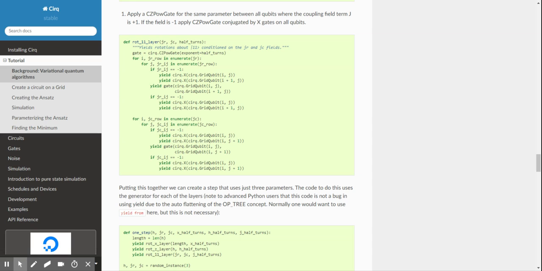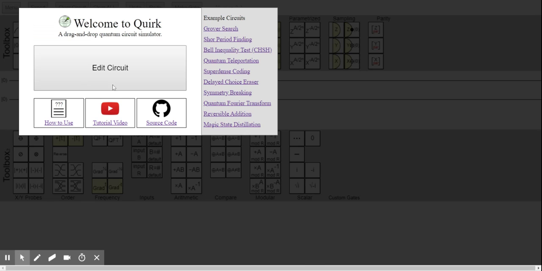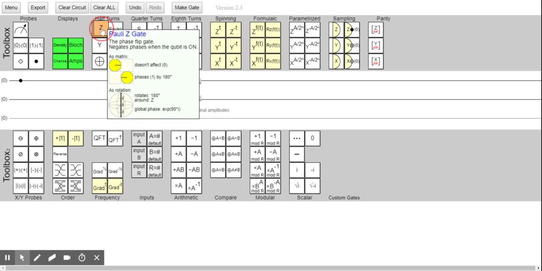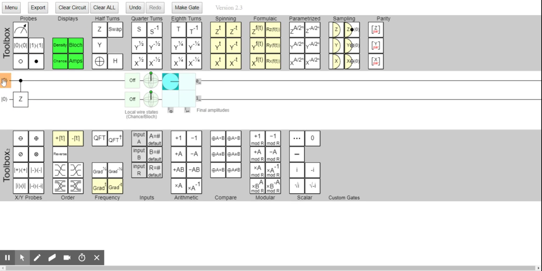But it's basically, let me open Quirk for a second. So let's imagine we've got those two qubits, right? And so we're talking about a control. I apply a control Z here, right? That's what you're kind of getting.